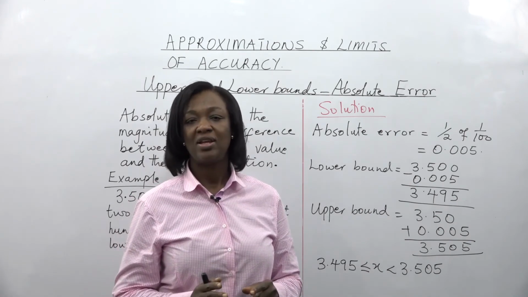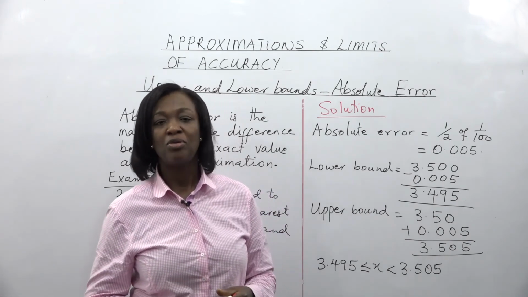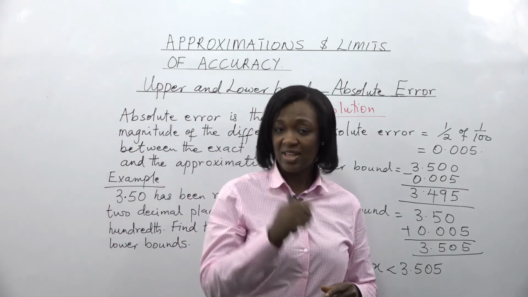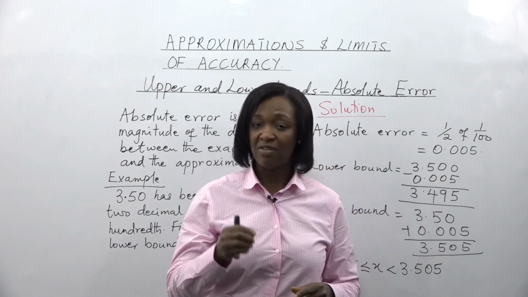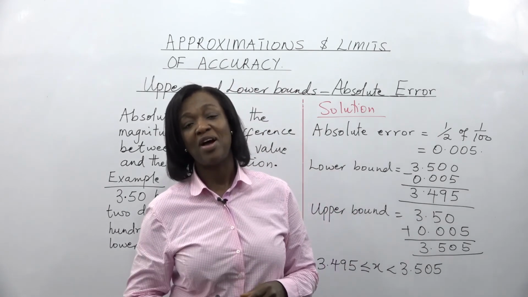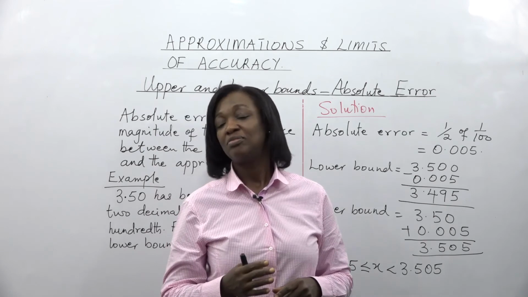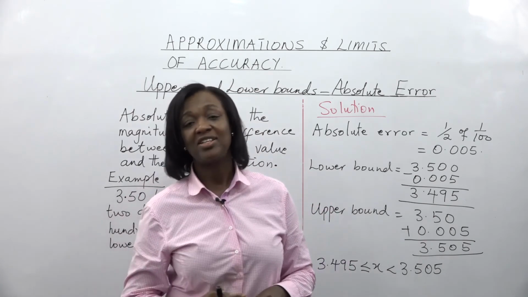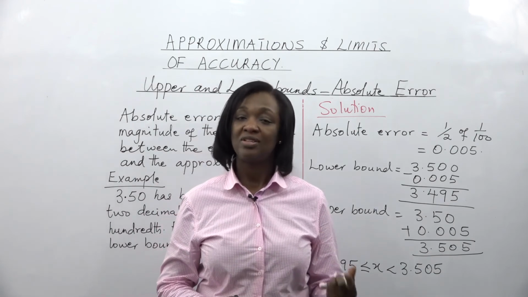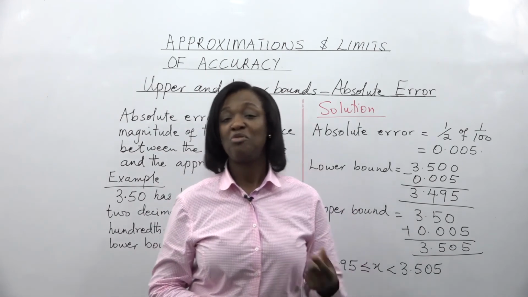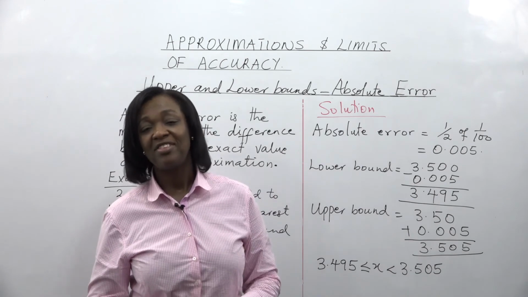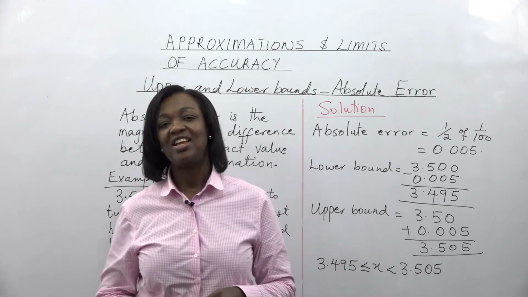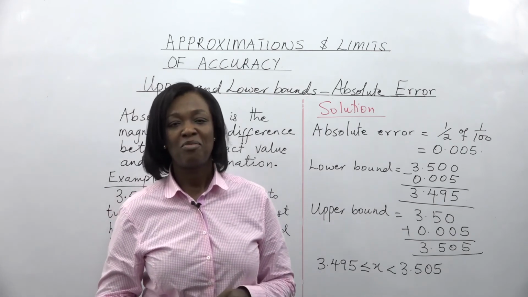Half of 1 is 0.5. So the upper bound will be 0.5 plus 7, which will give us 7.5. And the lower bound will be 7 minus 0.5, which will be 6.5. So it will be written as 6.5 is less than or equal to x, which is strictly less than 7.5.